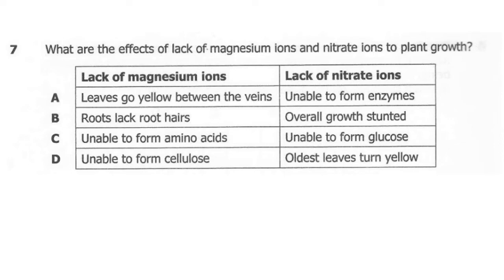The correct answer here is A. Lack of magnesium ions, leaves go yellow between the veins because magnesium is needed for formation of chlorophyll. And you are also going to have lack of formation of proteins because nitrate ions are used for making proteins, and the enzymes are biological catalysts made of protein molecules. So the correct answer here is A. Excellent work, chat. We move on to the next question.